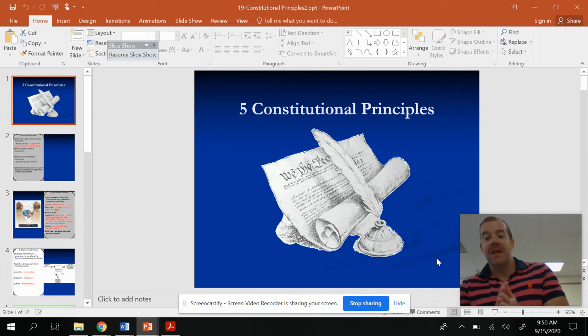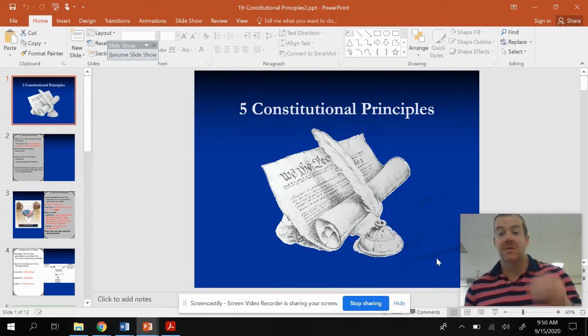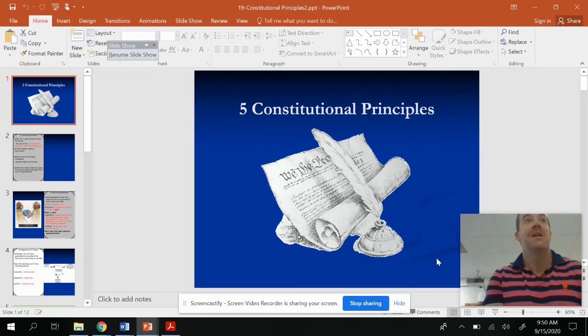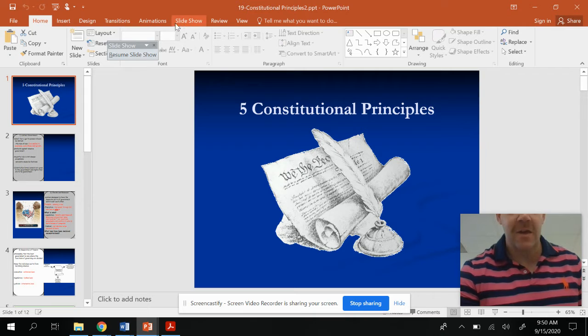Today we'll be looking at the Constitution again because, well, guess what? That's what the whole unit is on. Unit 2 is all about the Constitution. Specifically today, we're looking at the principles within the Constitution. Let's just go ahead and get into it.